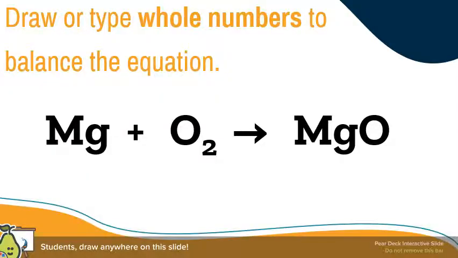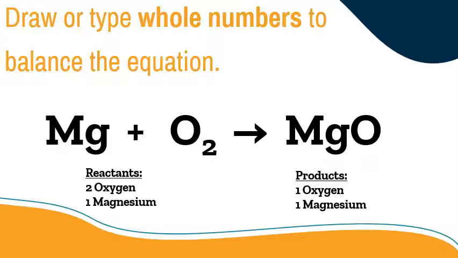In this example, solid magnesium reacts with gaseous oxygen to produce magnesium oxide, written as Mg plus O2 yielding MgO. We will now balance this equation. First, you'll want to list what you already have. So I look on my reactants, that's on the left, and I see I have 1 magnesium.